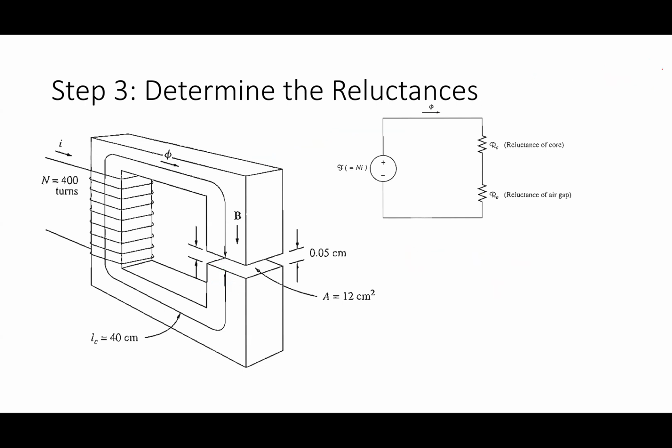All right, now what if I had to do the gap? So RG, the reluctance of the gap, would be whatever the length of the gap is. Usually I call that G. So in this case, this is G, the 0.05 centimeters. It's small. Divided by mu naught over A. And A is still the same, still 12 centimeters squared.